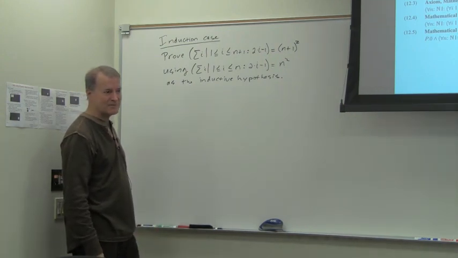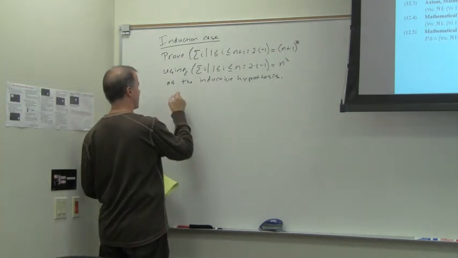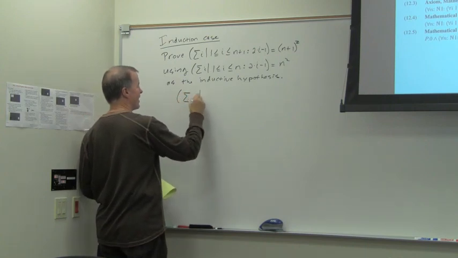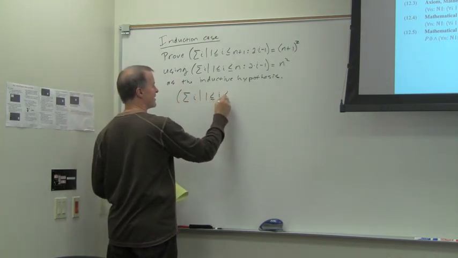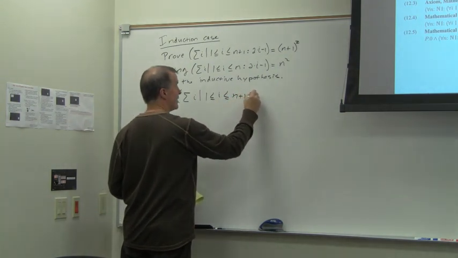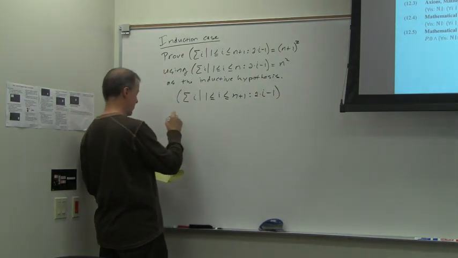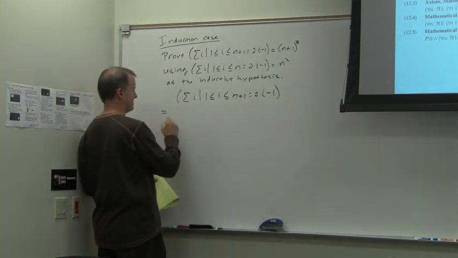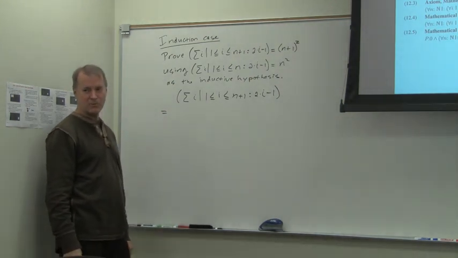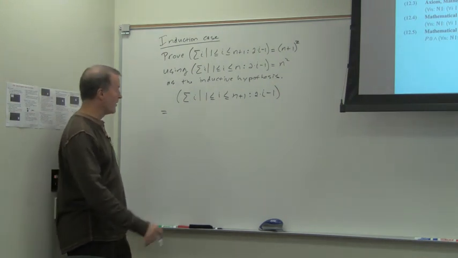Is everybody clear? Yeah. So here's what we do. We start with the left-hand side. Sum over i, 1 less than or equal to i less than or equal to n plus 1, body 2 times i minus 1, equals. Is everybody clear of what we're starting with here? Yes. Equals.